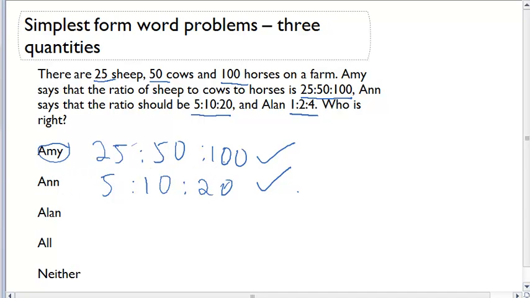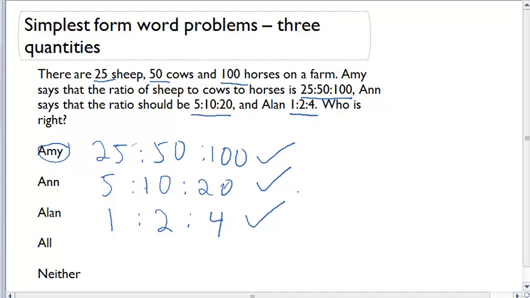Now, Alan has another ratio. He has 1 to 2 to 4. Well, how could he have gotten that? Well, let's look at Anne's ratio. If I take 5 and I divide it by 5, I get 1. If I divide 10 by 5, I get 2. If I divide 20 by 5, I get 4. So Alan actually has his ratio in simplest form.